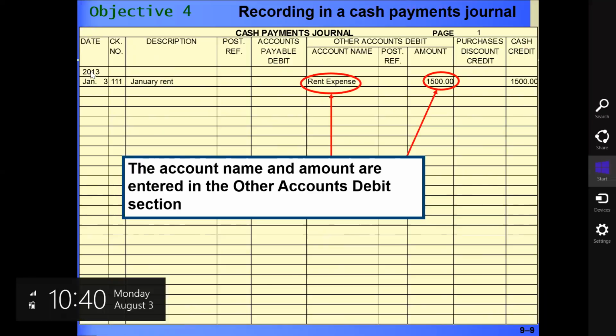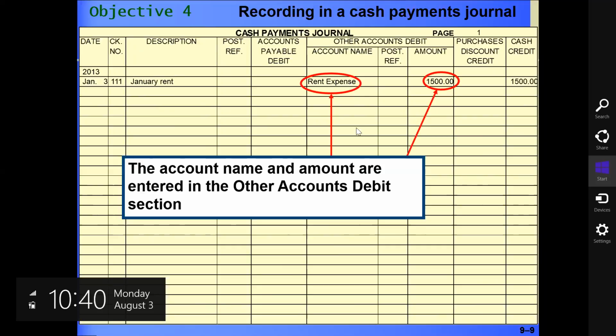So here we're writing a check for January rent. The account will be rent expense, and the amount will be $1,500. Now, the typical reason why we would write a check would be to pay off accounts payable. And everything else would just go under the other category. Rent expense, postage expense, any other expense that's not accounts payable would go under just the actual expense.